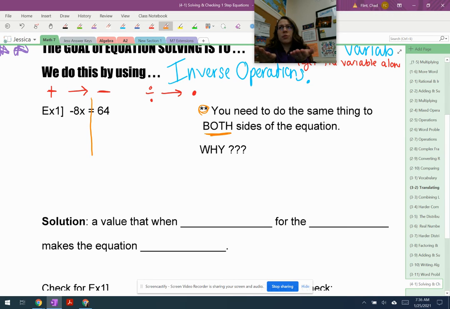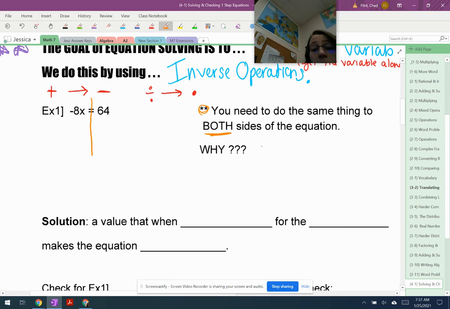So if I come over to one of my sides and add 8, are those the same if I don't do that to the other side? And they're not. And so that's why we need to make sure that we're doing the same exact thing to both sides of the equation. And why do you need to do that? Because you need to keep the equation equal.